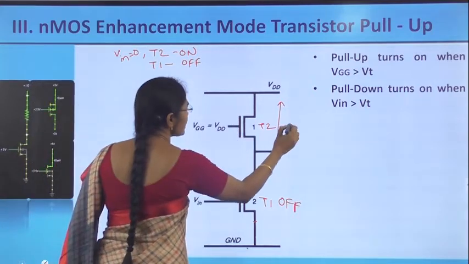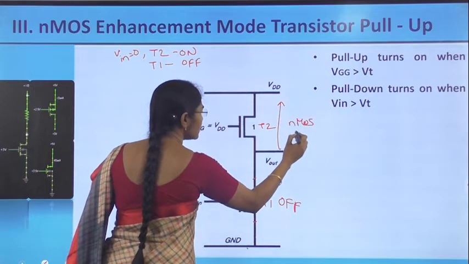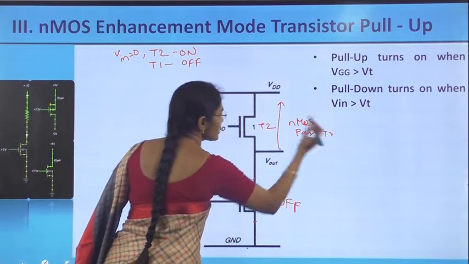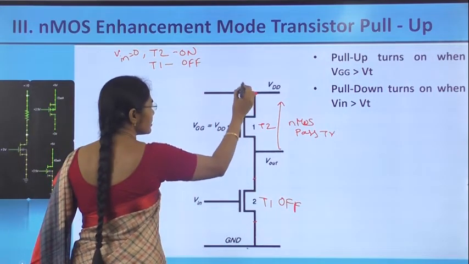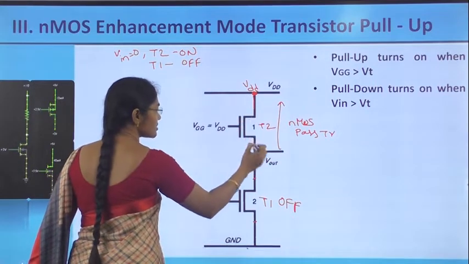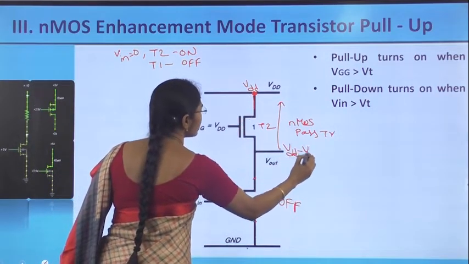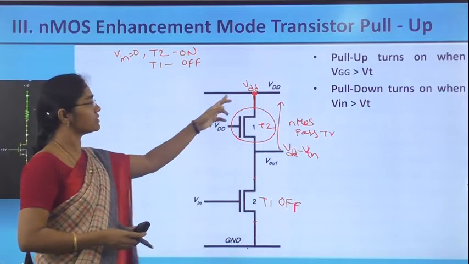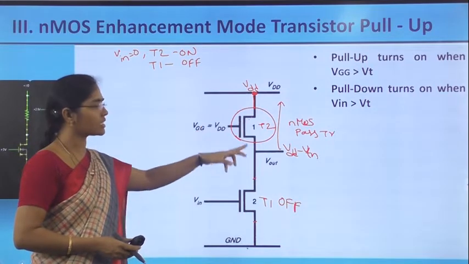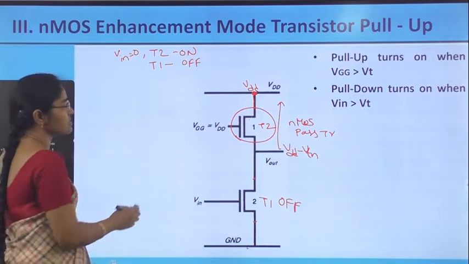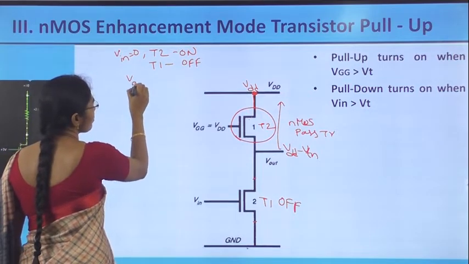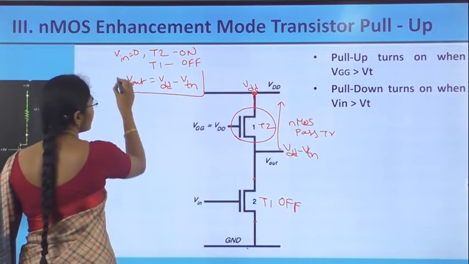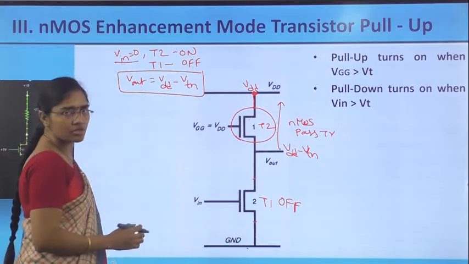And since it is an NMOS enhancement transistor, it will work as an NMOS pass transistor. Just now we have seen a pass transistor: at one end, at the source end, if VDD is connected, it is passed as VDD minus VTN to the other end. So this T2 is acting as a pass transistor for the input VDD applied at one side. On the other side it will pass VDD minus VTN. So when Vn is equal to 0, Vout is equal to VDD minus VTN. It is not exactly the VDD value for the Vn equal to 0 case.